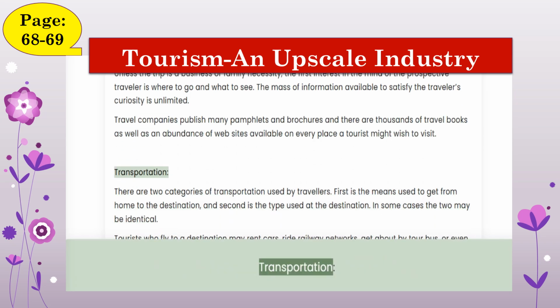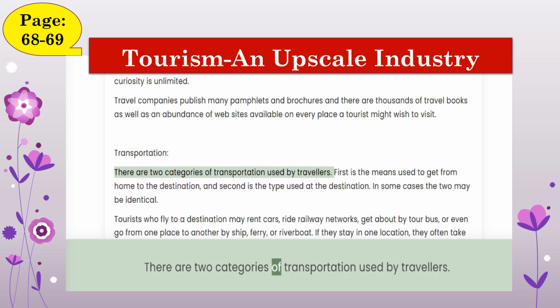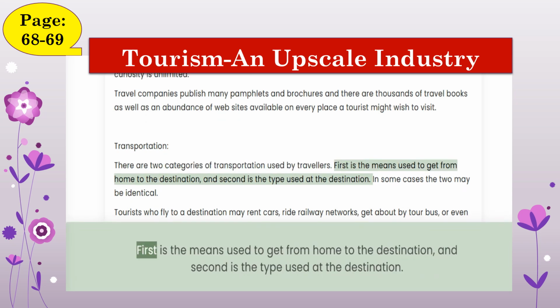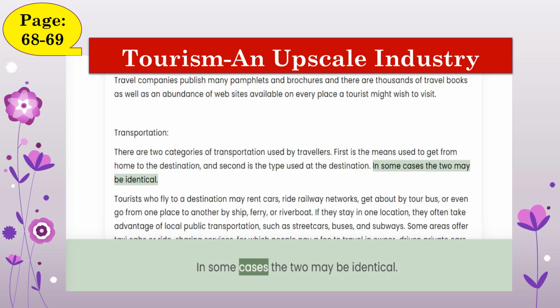Transportation. There are two categories of transportation used by travelers. First is the means used to get from home to the destination, and second is the type used at the destination. In some cases the two may be identical.